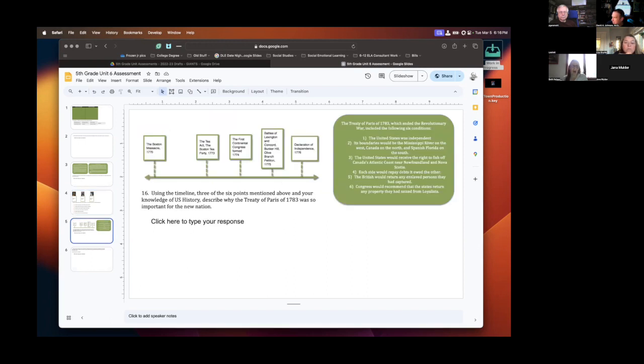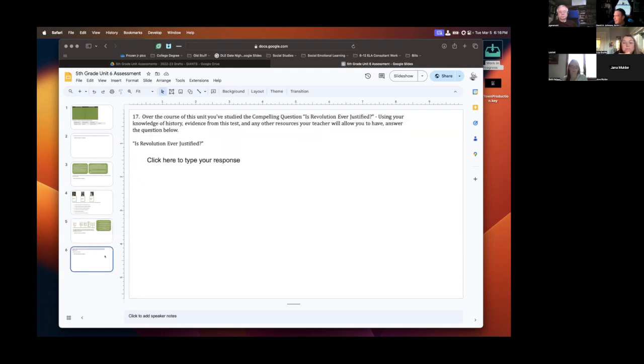We also have this timeline, which should mirror very nicely a timeline your students create as part of the opening lesson Giants activities. We ask them to interpret what's happening here. And then we close with the question, is revolution ever justified? Again, a really good, strong inquiry question you should revisit and come back to on the assessment. And we definitely do that here.